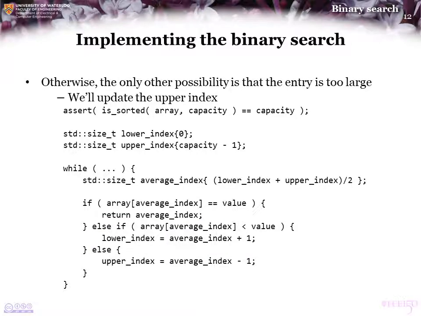Otherwise, there's only one other possibility, and that is that the entry at the average index is too large, which means we have to continue searching below the average index. So we will update the upper index to be the average minus 1. So once again, if lower index was 0, upper index was 99, and the value at index 49 was too large, we would carry on searching from 0 to 48.